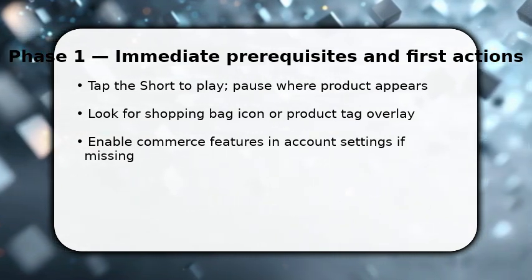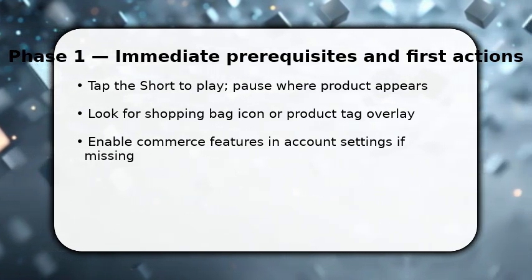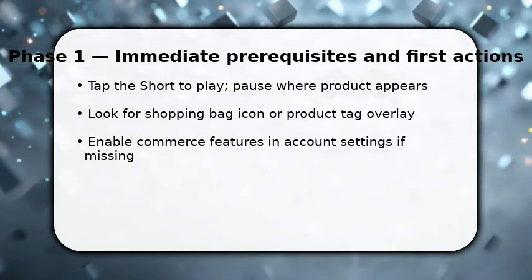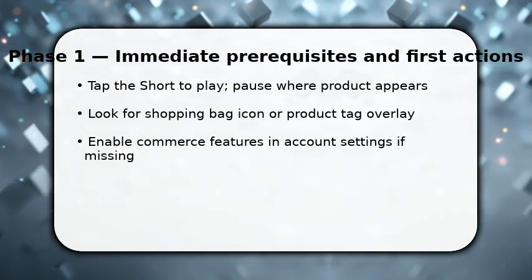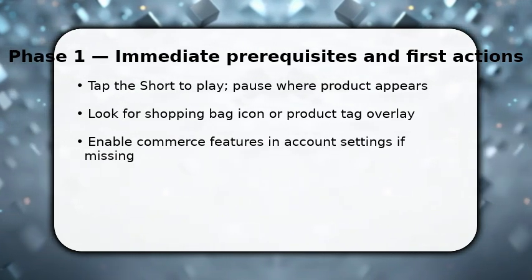If you don't see a tag, make sure commerce features are enabled in your account settings. This matters because creators must link products. Once the product layer opens, you'll see price and merchant info, which helps you decide whether to tap for details or save the product for later.